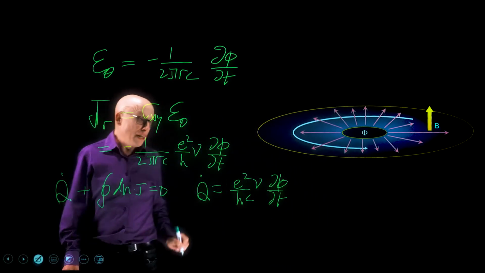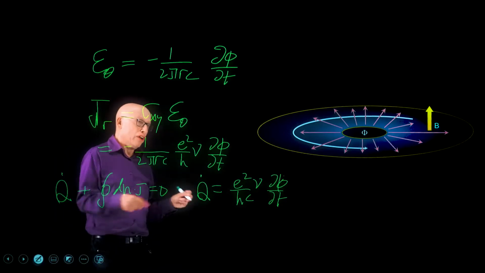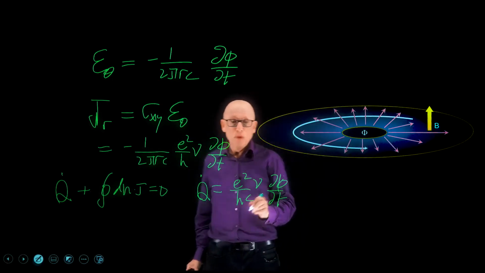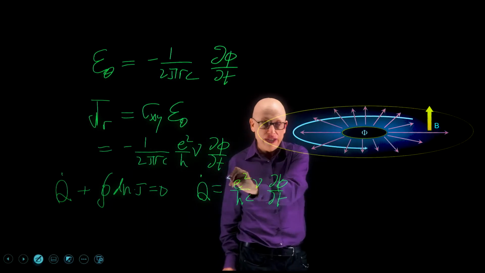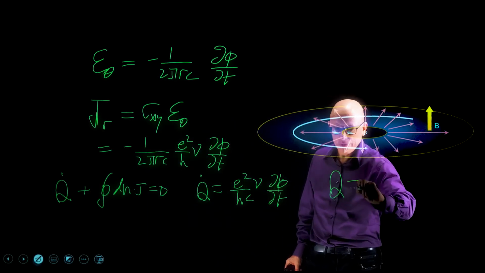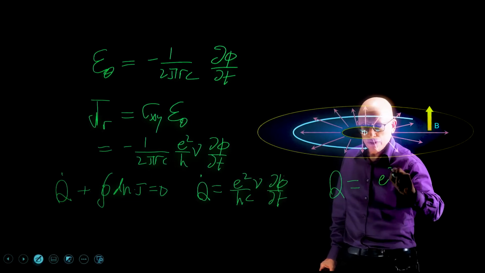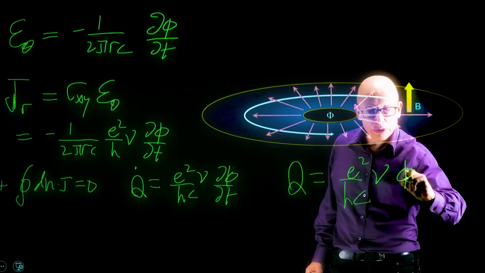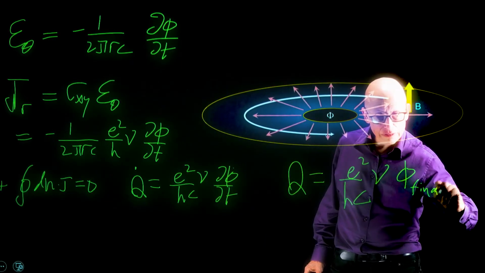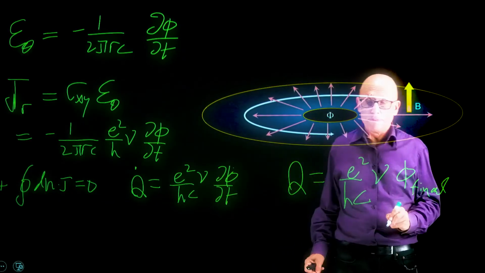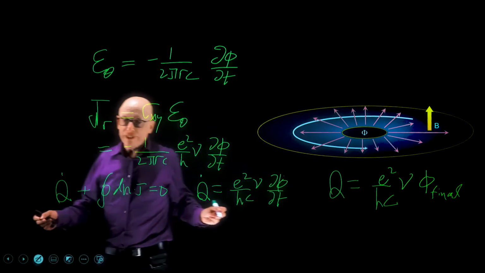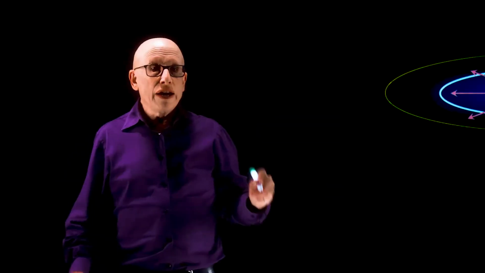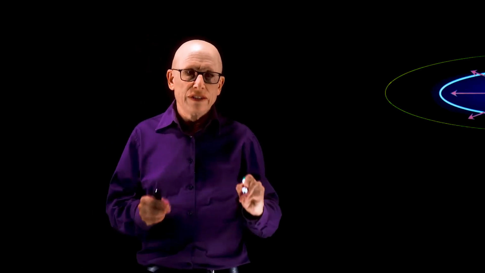Now, that allows us to calculate not only the time derivative of the charge, but how much charge actually accumulates throughout the entire process. We will do that by integrating both sides over time, and that will tell us that Q is going to be e squared over hc times nu times the final value of the flux. We just integrated d phi dt over time. Now, this is what classical physics tells us. It tells us how much charge accumulates at the outer edge or depletes from the inner edge. Now, let us see what quantum mechanics has to add to this story.